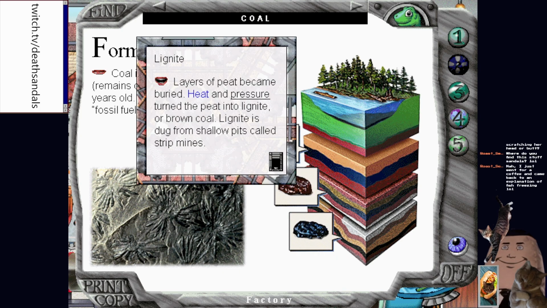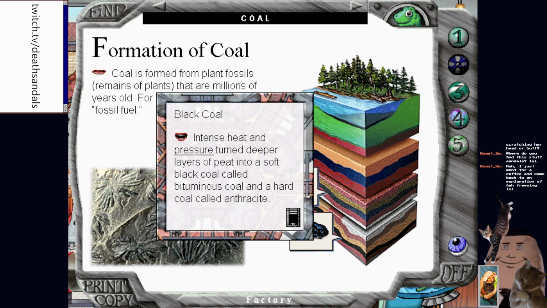Layers of peat have to be buried. Heat and pressure turn the peat into lignite, or brown coal. Lignite is dug from shallow pits. Then black coal. Intense heat and pressure turn deeper layers of peat into a soft black coal called bituminous coal, and a hard coal called anthracite. Okay.